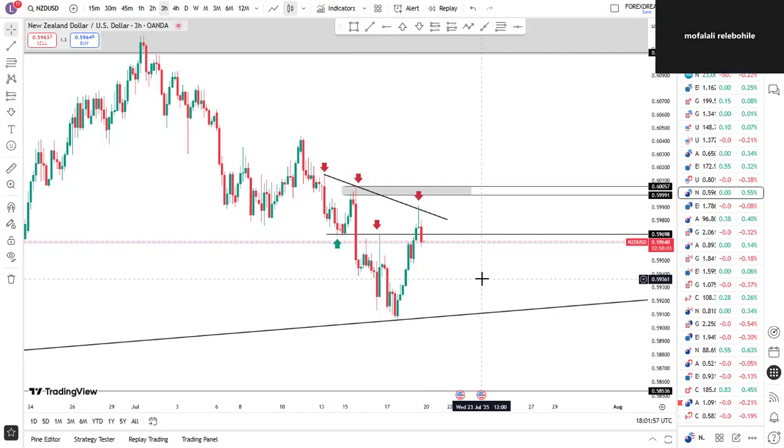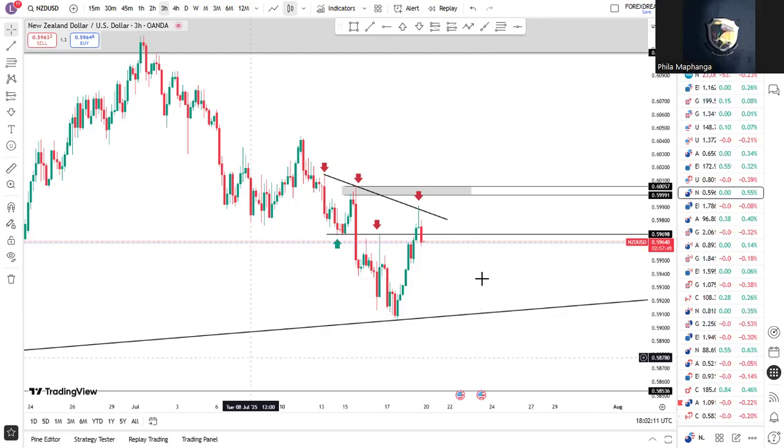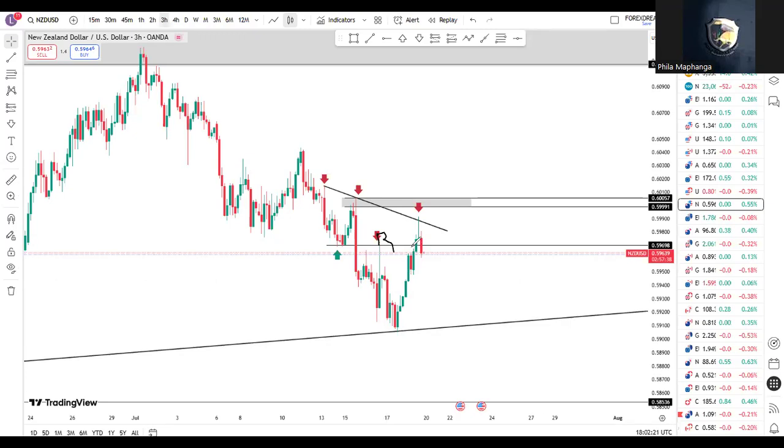I think there's a continuation pattern there. I think they might go back to that support level. Okay, thank you. Now, look at these guys. Here's our resistance. Let me use black. Here is our resistance. Our resistance was broken here. This is the 3-hour chart. And then they pushed the market all the way to the trend line.